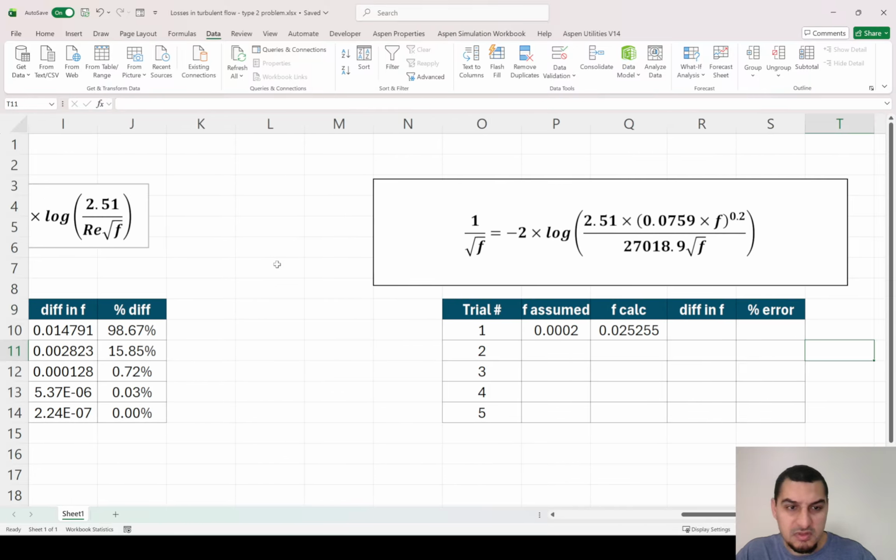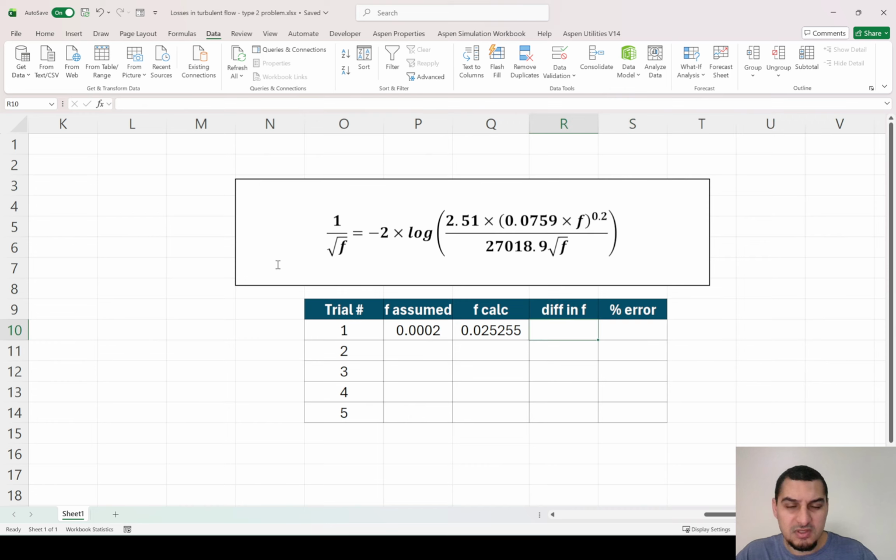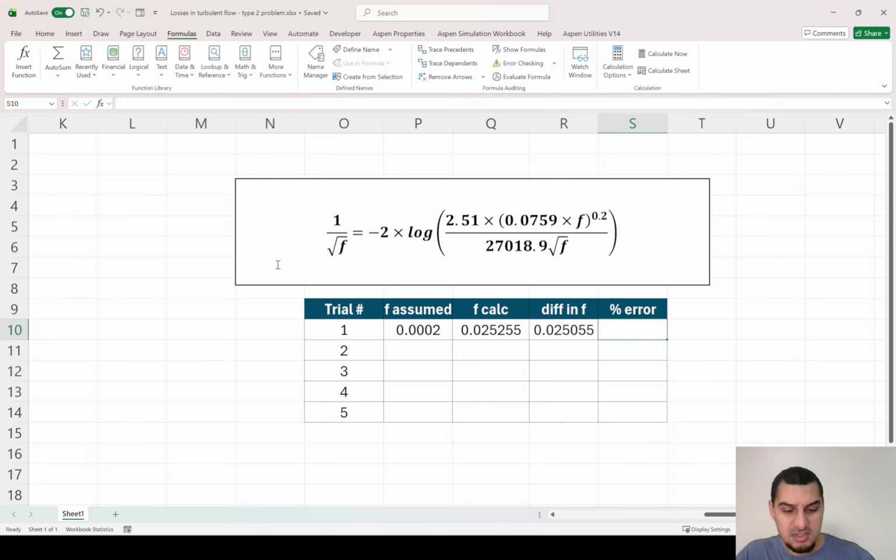Anyway, it should give different calculated values, because it's not the same thing that we're doing before. So the difference in f is this minus this, and the error is the difference divided by the calculated value. And now we are going to just copy and paste.